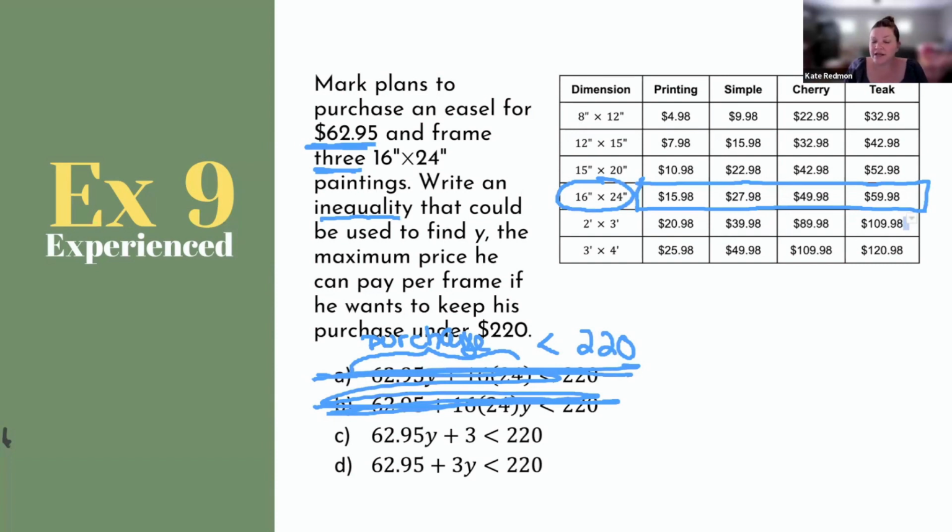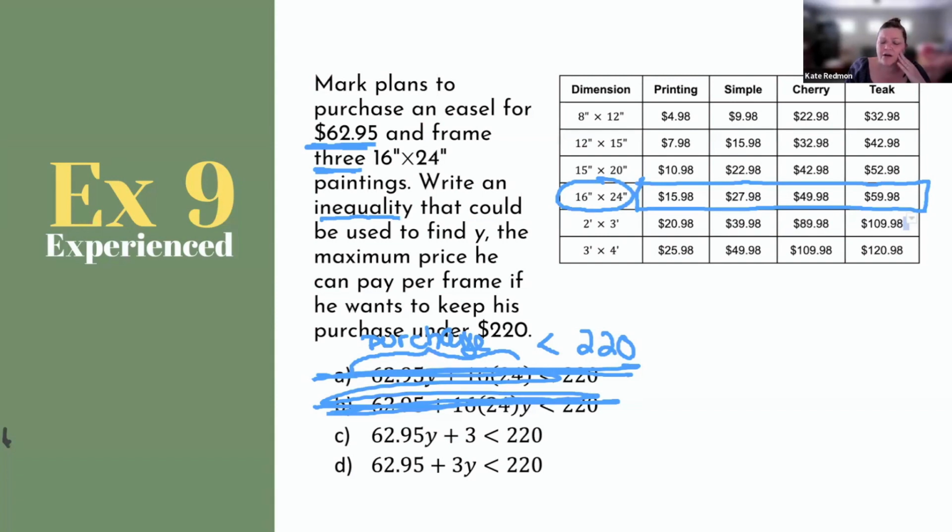Now I really like it because it looks almost the same with C and D. What's the difference between C and D? The Y. In one of them, the Y is multiplying with 62.95. We're paying 62.95 Y times. And in one of them, the Y is multiplying by 3. The Y is happening 3 times.